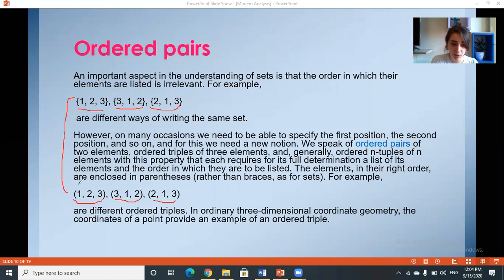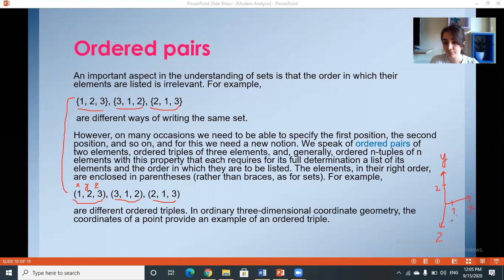For example, if we want to speak about a three-dimensional system, let it be X, Y, and this is Z. Let me write it here: X, Y, and Z. So our first element is 1: X is 1, Y is 2, and Z is 3.